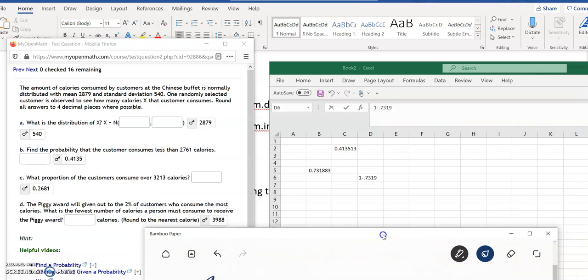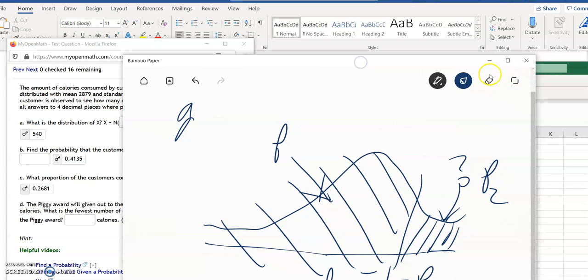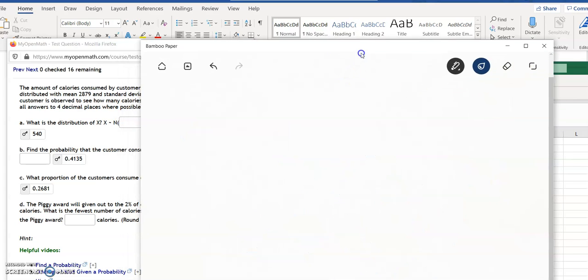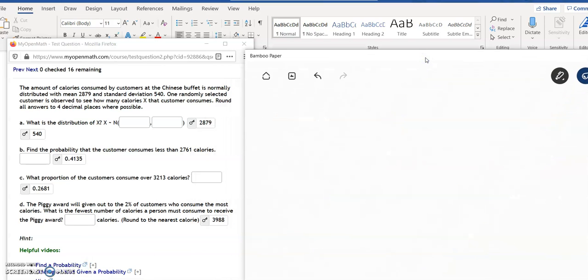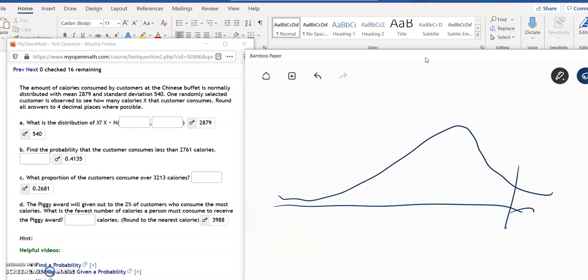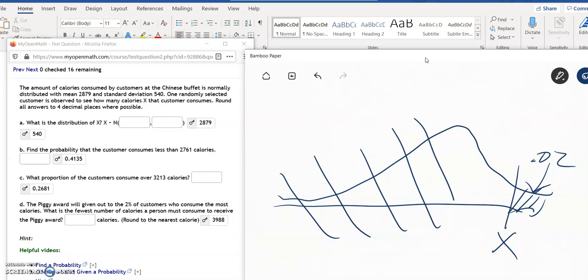Who consume the most calories. Now they're giving us a probability. Find the x value. What is that x value? Okay, here's what they're asking in this one. How many calories do I have to consume to say that I just consumed more than 98% of the people that were surveyed, okay?